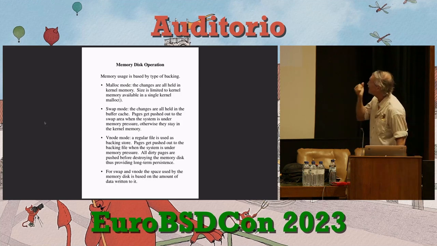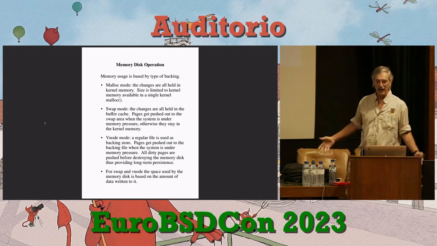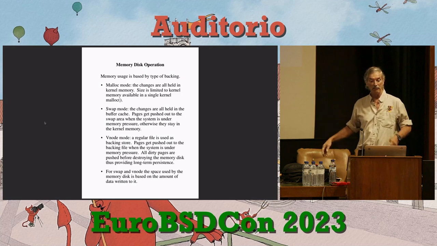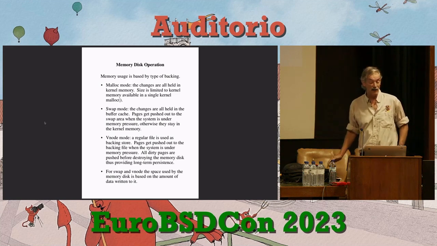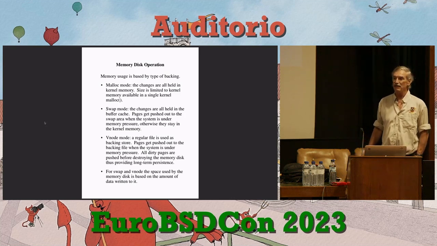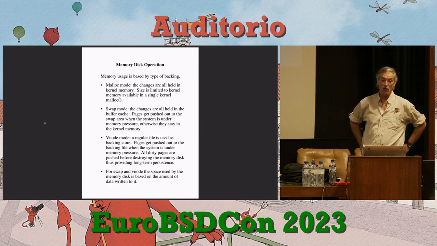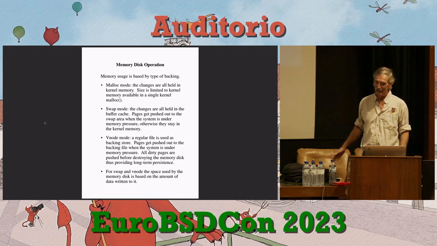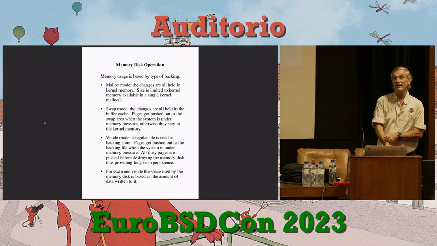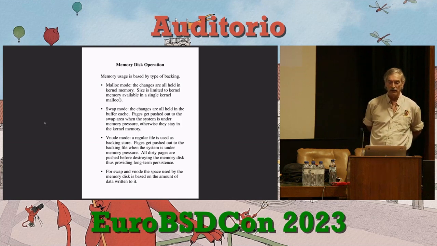So what are the details on this memory? Well, malloc, in this case, the changes are all held in the kernel memory, and the size is limited to the amount of kernel memory that's available in a single kernel malloc. I don't remember exactly what that value is, but it's some relatively small number of megabytes. You're not going to be generating any gigabyte-sized swap-based or malloc-based disks. Honestly, I'm not quite sure why you want that. If you're doing some kind of benchmark and you want to know that it's in memory, that will guarantee that it is in memory. But other than that, it's not a terribly useful one because usually you want disks that are the size of other disks.